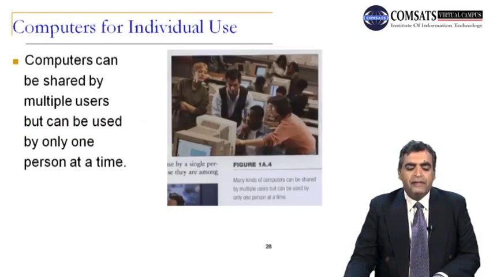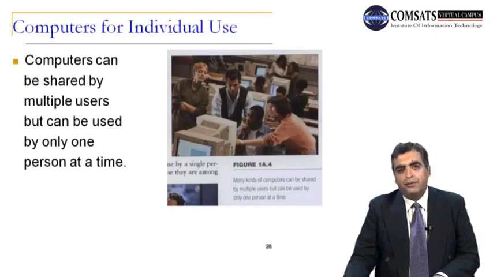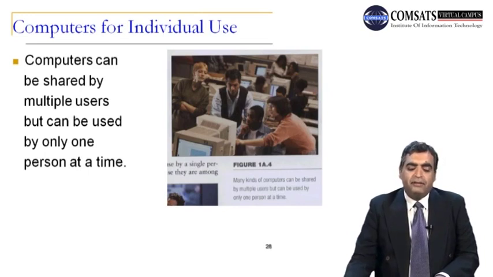So now we'll see the computer for individual use. Up till now, we have discussed the development of microcomputers and software from 1965 to 2008. Computers can be shared by multiple users, but can be used by only one person at a time. So we are talking about desktop computers, which are used by a certain individual. However, that one PC can be used by more than one person at different times. So let's discuss how computers affect individual life.